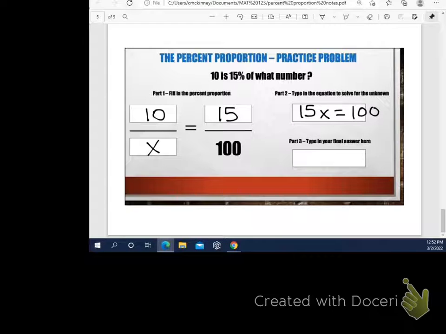So 15x is 1,000. Okay, so we may have to do some decimal. So 1,000 divided by 15. So we could say 66.67.